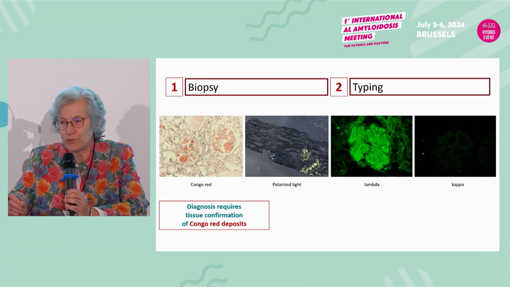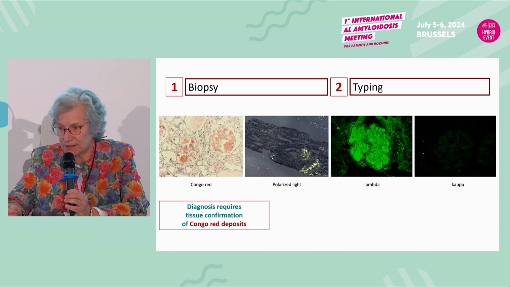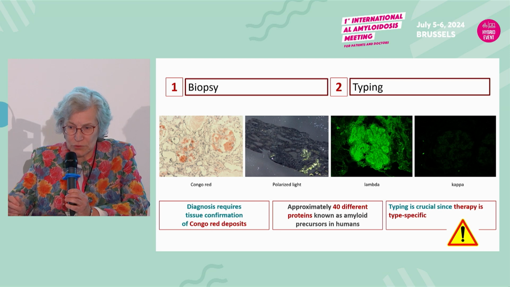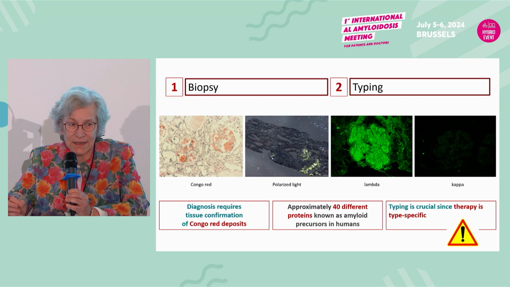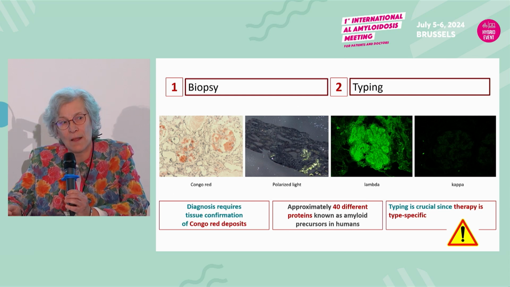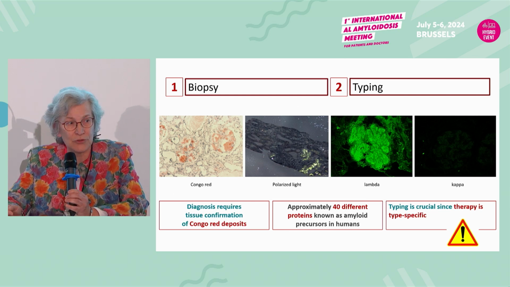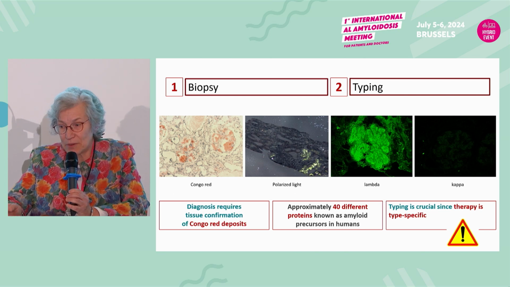The second thing you will have to do is typing, and you clearly see here on this slice of a nephrologic biopsy the staining for the lambda chain, while there is no staining for the kappa chain. Why is it so important? It's important because there are approximately 40 different proteins that are involved as amyloid precursors in humans. So 40 different proteins can lead you to the diagnosis of amyloidosis. Of course, the typing is critical because the therapy will be type specific.